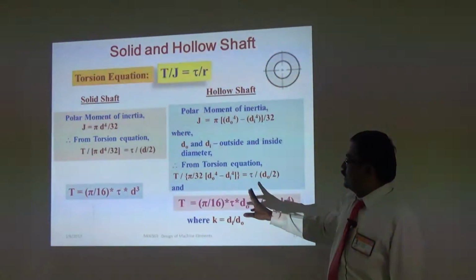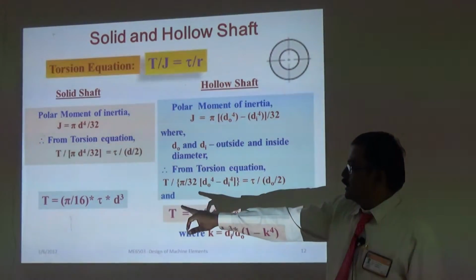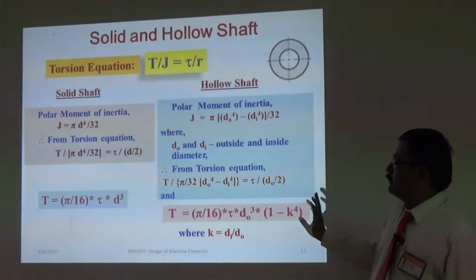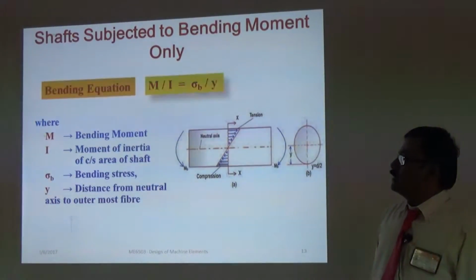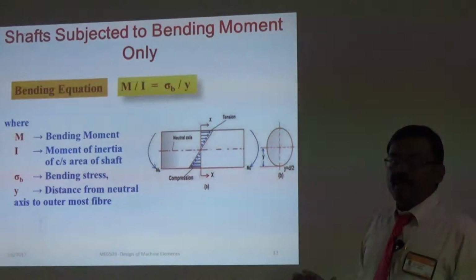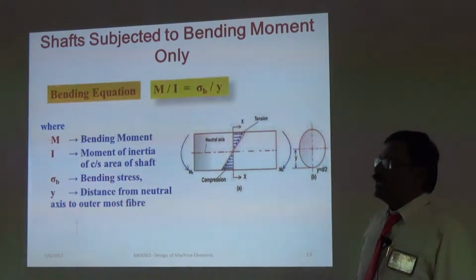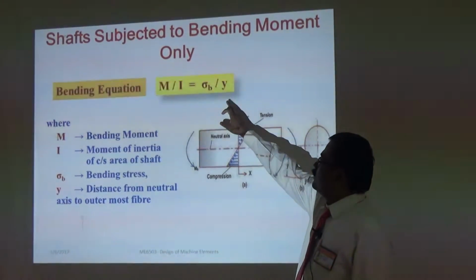So, if we choose a solid shaft, we have to use that equation. If it is a hollow one, we have to go for this equation. Next case, if the shaft is subjected to pure bending moment, then we have to use the bending equation, M by I is equal to sigma b by y.